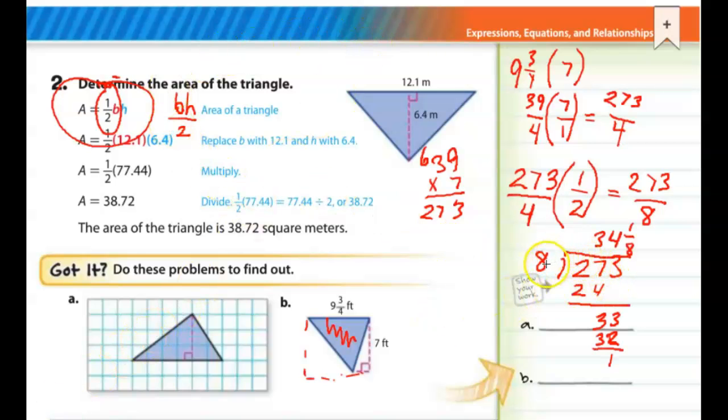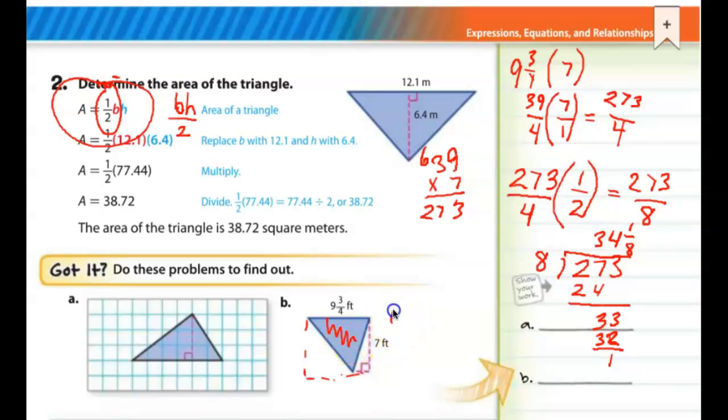Okay, so 8 goes into 27 3 times, subtract 24, bring the 3 down, bring the other 3 down. 8 goes into 33 4 times, subtract the 32, you get 1 as your remainder. And we're not going to leave it as remainder 1, we're going to say 1, and then what we divided by was 8, so it's going to be 1/8.